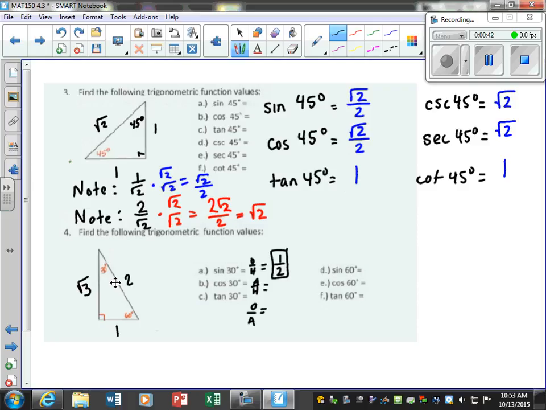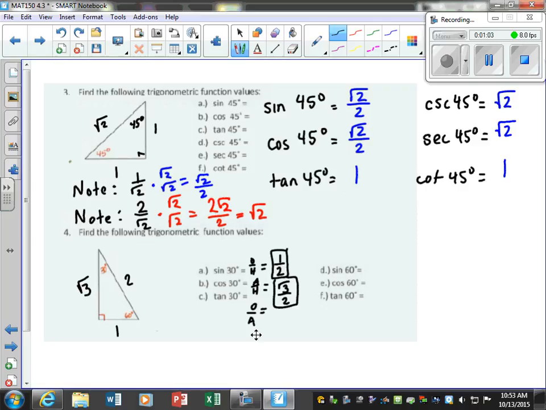All right, so now let's look at the cosine of 30 degrees. So angle 30. And the cosine is defined by adjacent, which is square root of 3, over the hypotenuse, which is 2. So square root of 3 over 2.